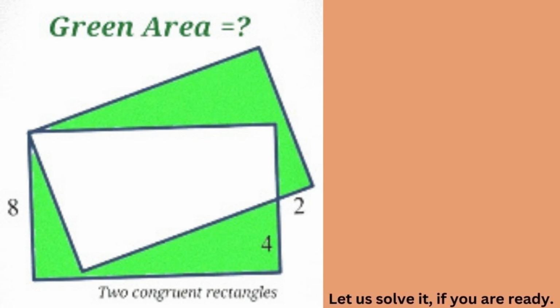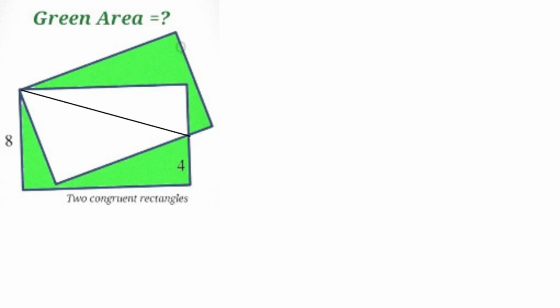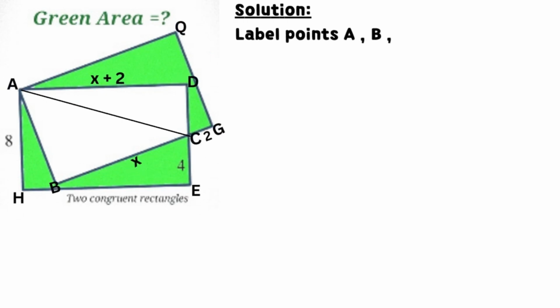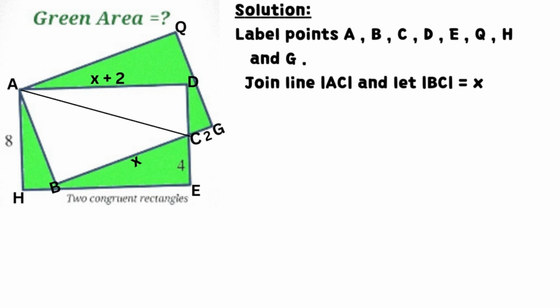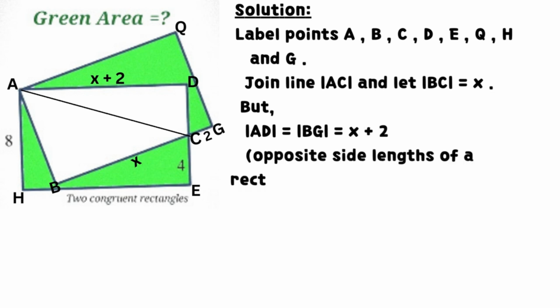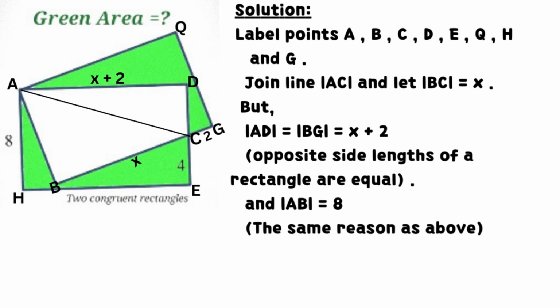Find the value of the green area. Label points A, B, C, D, E, Q, H and G. Join line AC and let line CB equal x. But line AD equals line BG, which equals the sum of x and 2. It is because the opposite side lengths of a rectangle are equal. And line AB equals 8.